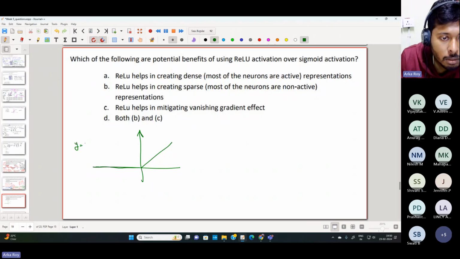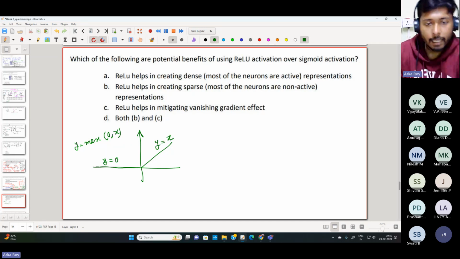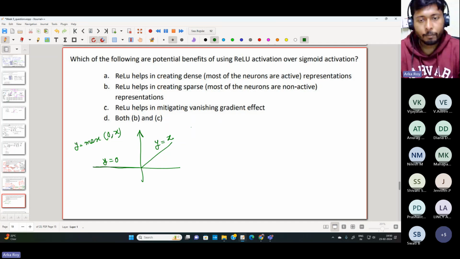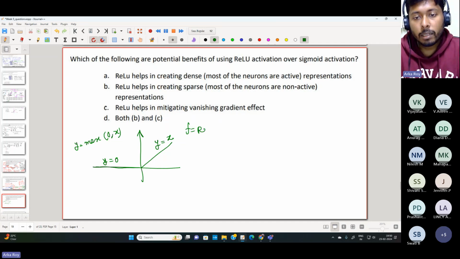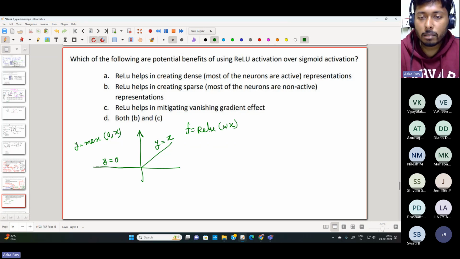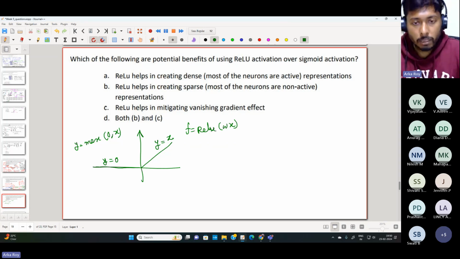So y is equal to max of 0, x. That means for the negative side, it is 0. For the positive side, it is x. So again, let's say you have ReLU of w into x. You have a function which is ReLU of w into x, and now you have been told to take the gradient with respect to w.